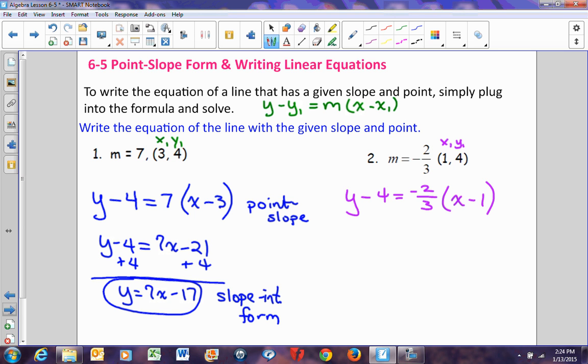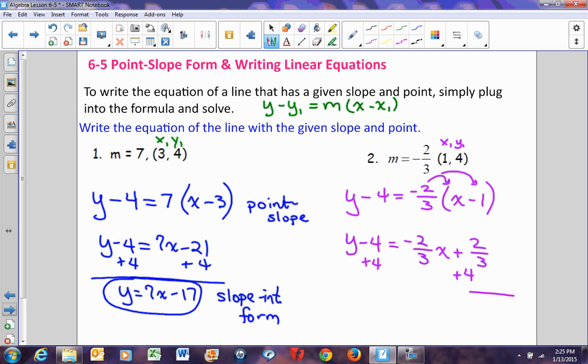Now I want to get it into slope-intercept form, so y minus 4 stays. Now I'm going to distribute this negative 2/3 all the way through, so I'm going to get negative 2/3 x. Now be careful, a negative 2/3 times a negative 1 is a positive 2/3. Watch your signs. Now I will add 4.